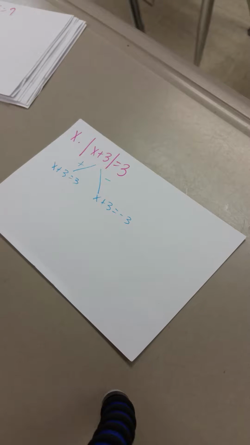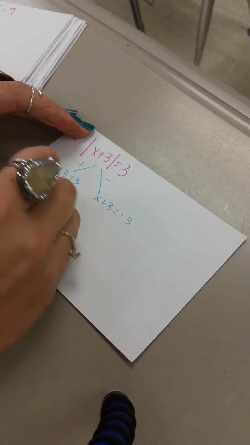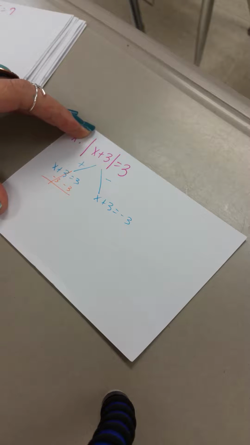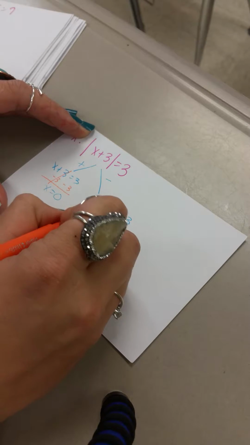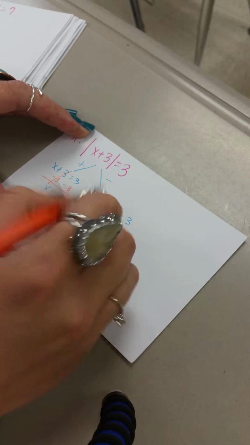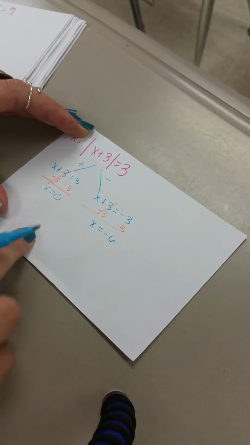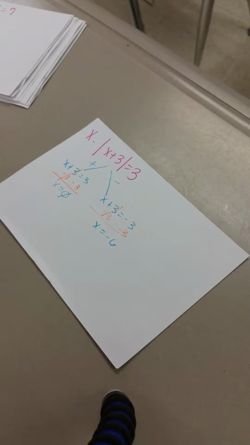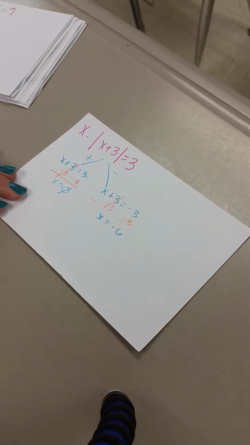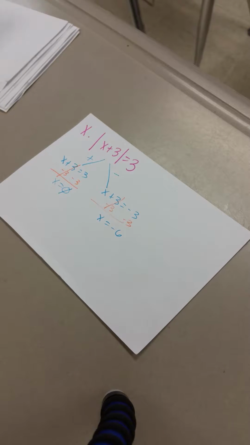All right, from there we need to get x by itself, so we subtract 3 from both sides. And we get x equals 0. We subtract 3 from both sides, and we get x equals negative 6. So if you have these two numbers on your number line, you're going to put an x beside them. And I'm pausing so that you can check your work and go back and fix it.